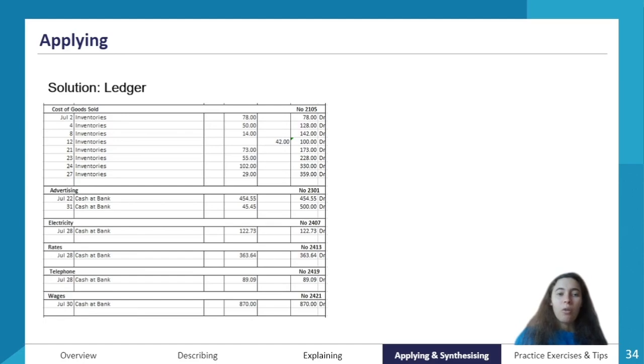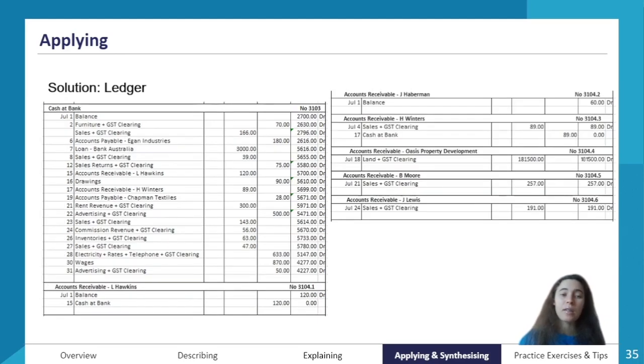We've got our cost of goods sold as well. You can see how something different happened on the 12th because we had a reversal of the regular cost of goods sold as well. We've got all of our different expense accounts here.